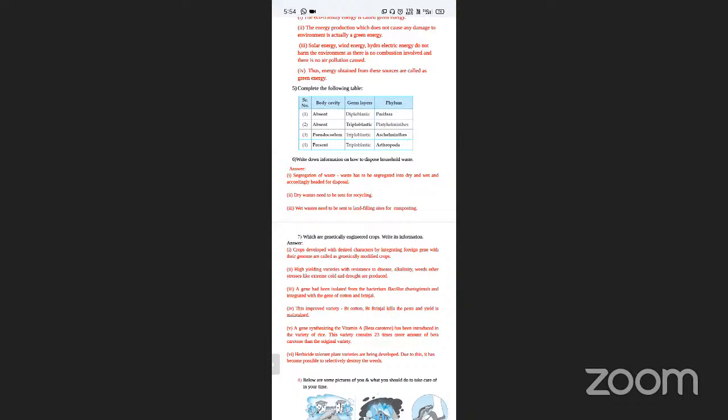The first one: body cavity is absent, germ layer is dash, and phylum is Porifera. So the germ layer is what? It is diploblastic.